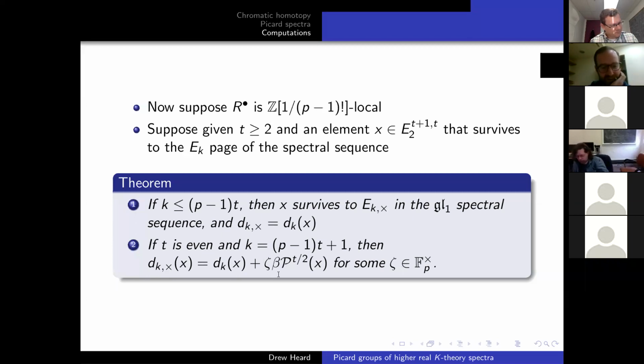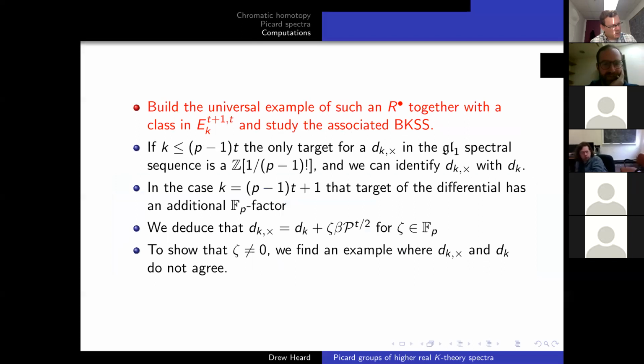So this beta P^{T/2} is some sort of cohomology operation, if you like. And it's determined, we determined it up to this unit in F_p. With a little more work, we probably could have figured out exactly what the unit was, but we didn't need it. This was enough. So we sort of stopped here. And what's the idea? So how do you prove this?